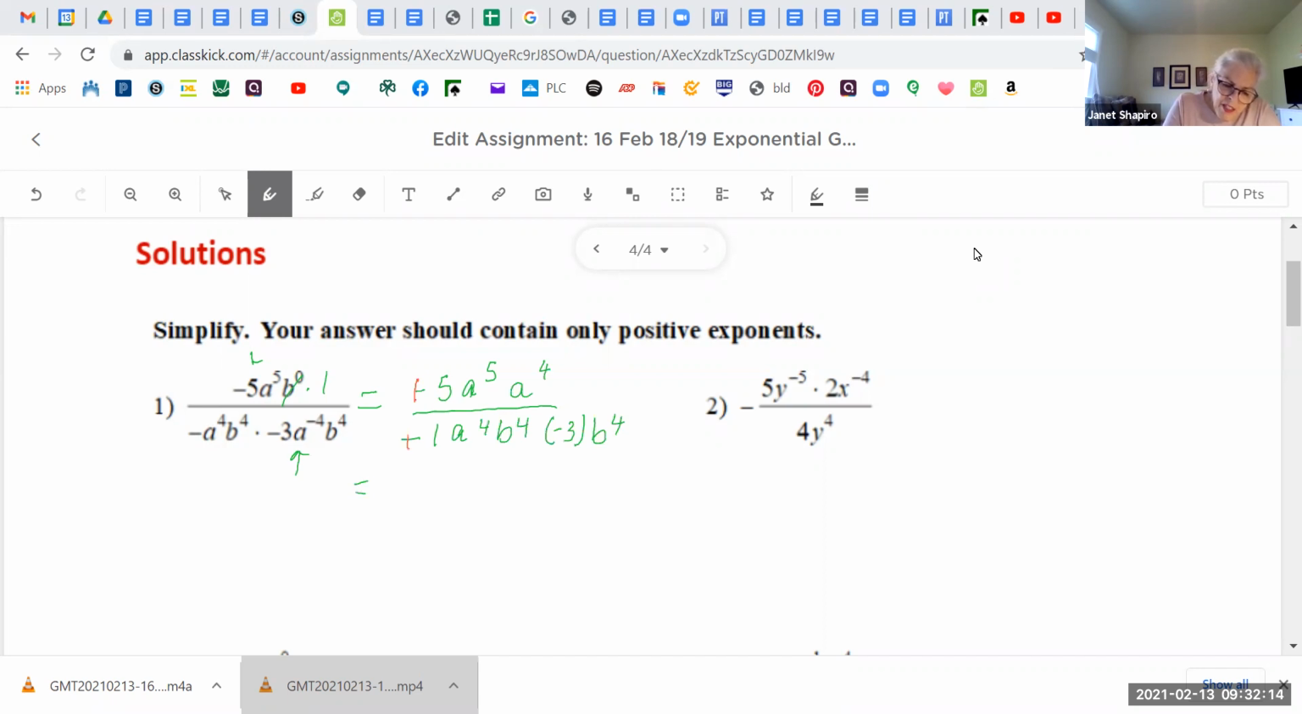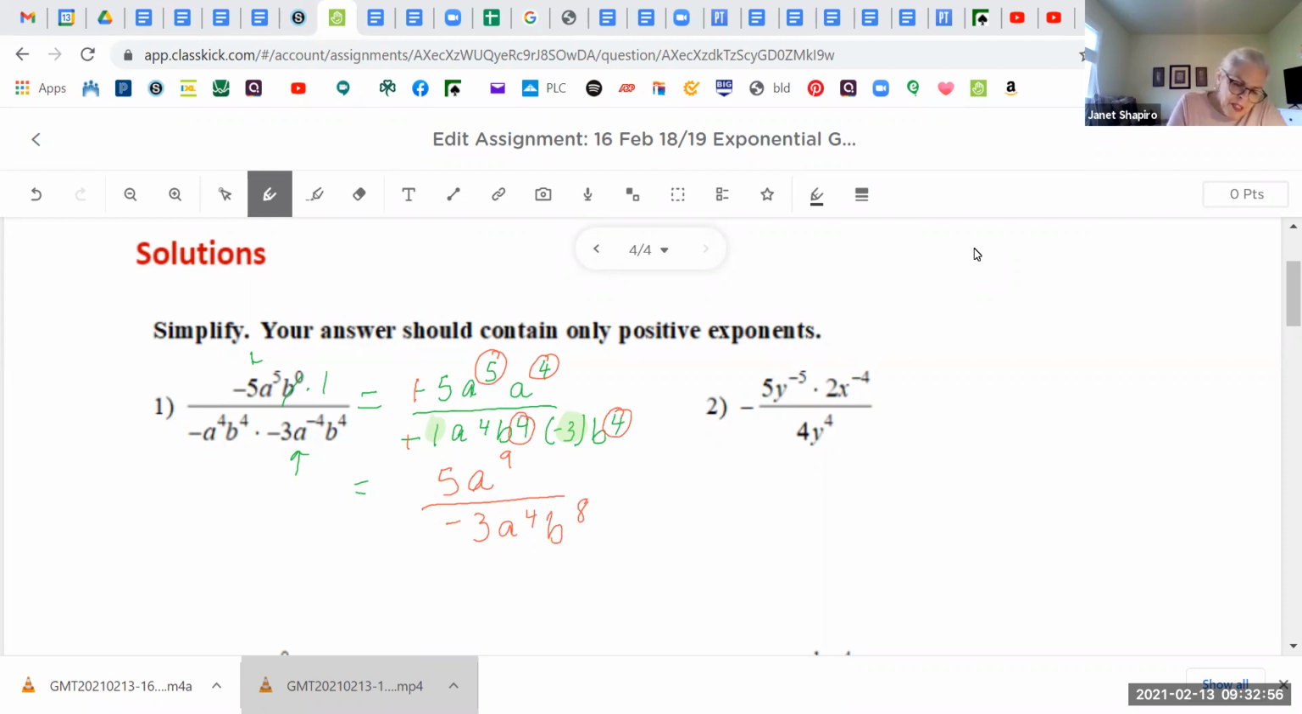Now let me rewrite the numerator. I have a 5, I have A to the 5th times A to the 4th, which is A to the 9. Right, in the denominator, for integers, I have a 1 times -3, which is -3. I have A to the 4th and no other A's. And then I have B to the 4th times B to the 4th, and that is B to the 8th.